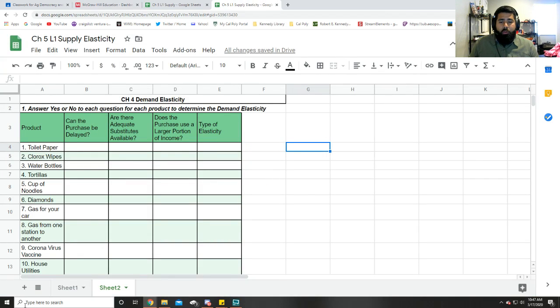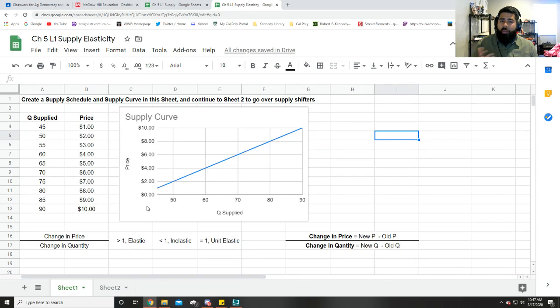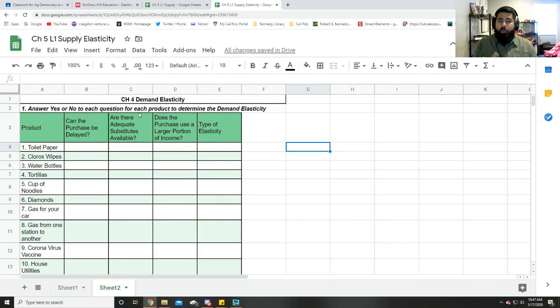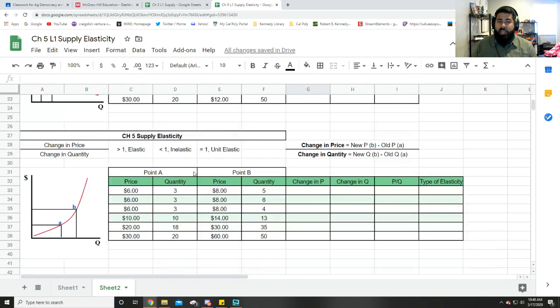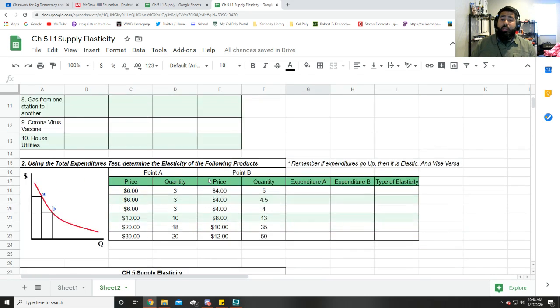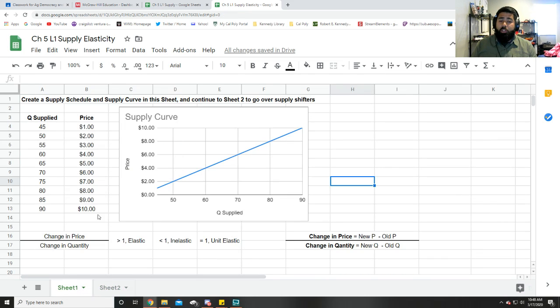So we're going to go over here. This is the sheet that I'm going to provide you guys. This is sheet 2. We're going to go back to sheet 1. Sheet 2 is going to be the questions I'm going to be asking you. Now, we're going to see that it goes back to chapter 4 when we talk about demand elasticity, and I have a couple of questions. I know these tables look pretty complicated, but I'm going to break it down to make it look a little bit simpler. So we're going to go to sheet 1, though.